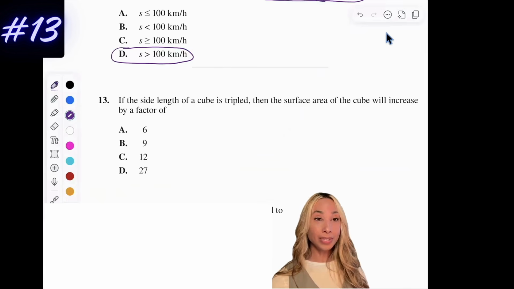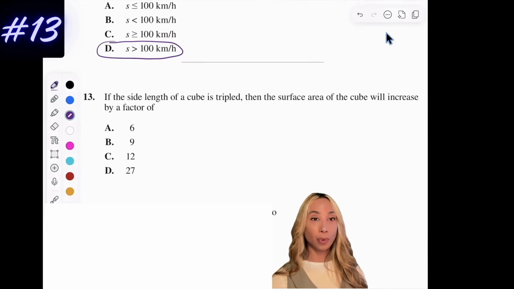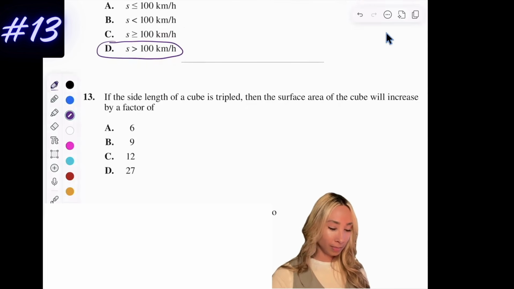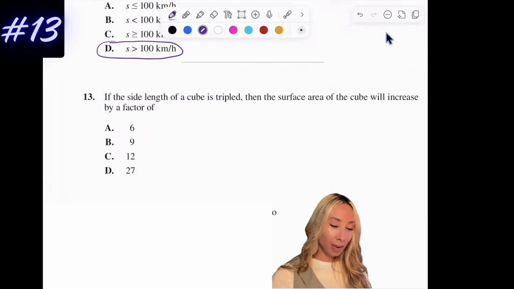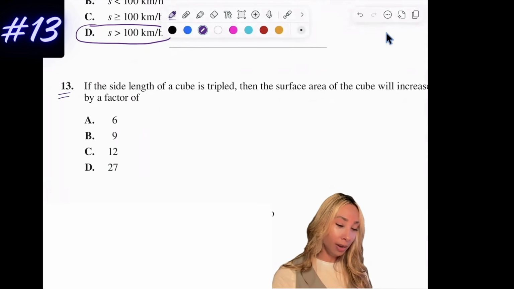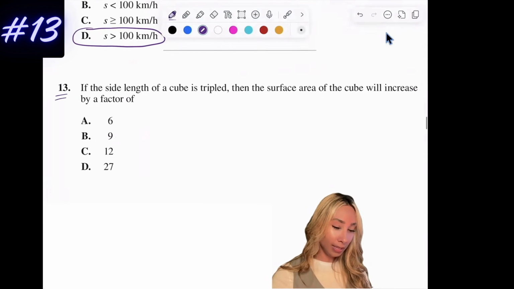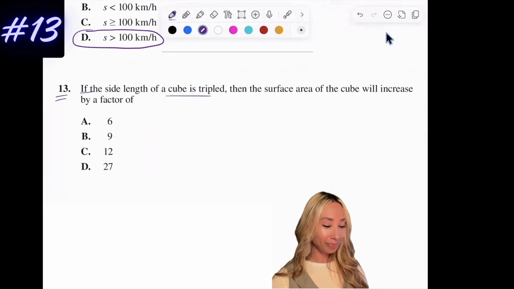All right, number 13. Really interesting question here, in my opinion. There's a few different ways to do it. Of course, I'm going to show you just the way that I think makes the most sense, at least to me anyway. So, we're looking at number 13 here. It says the side length of a cube is tripled. If the side length of a cube is tripled, then its surface area will increase by a factor of blank.